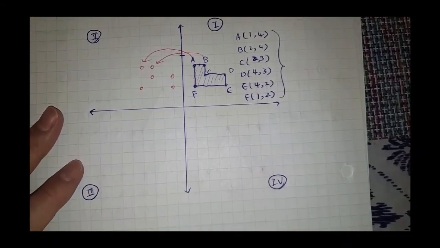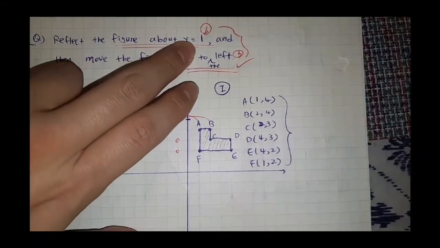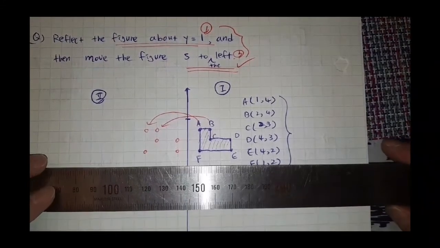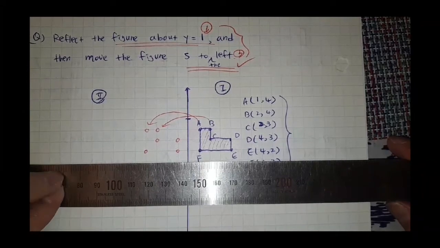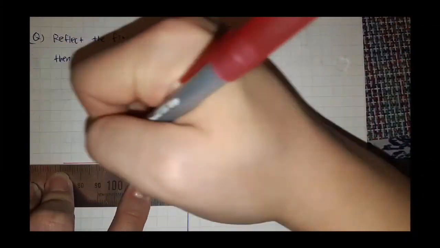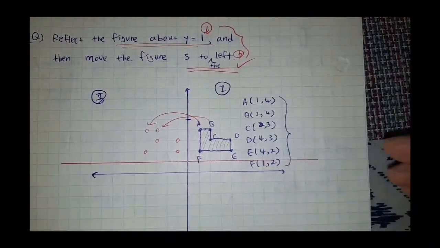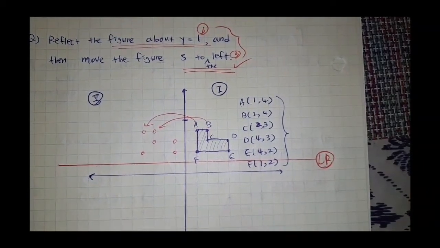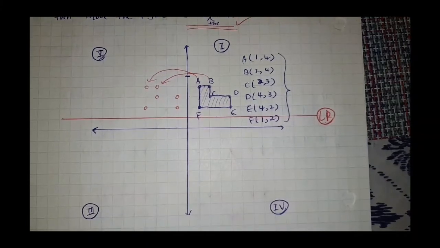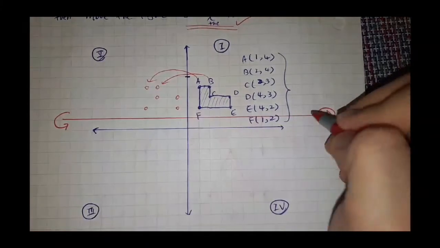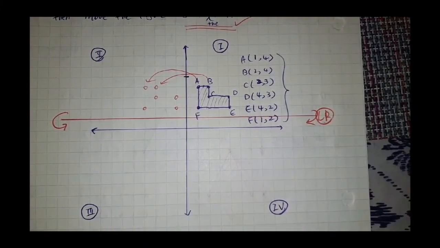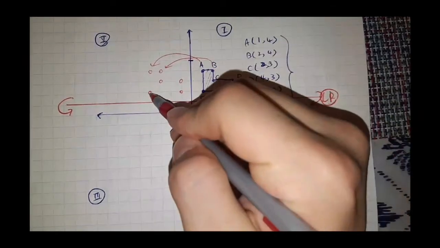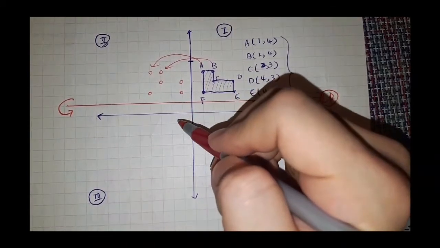Now, first condition. Reflect the figure about y is equal to 1. Always remember, this is the part where things get a little tricky. Y is equal to 1 is a fancy way of saying my line of reflection is located at y position. That means it's a horizontal line. And we're flipping the image like this. So, once you know that, the order really doesn't matter.